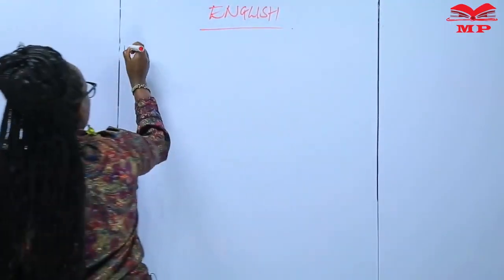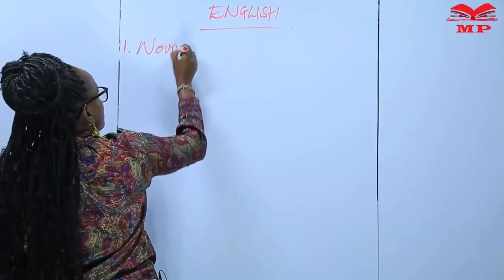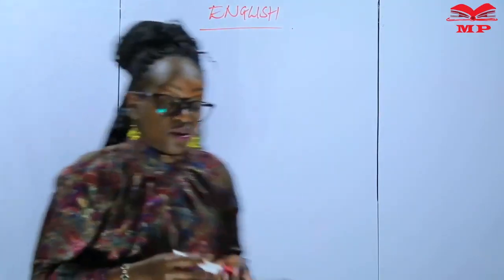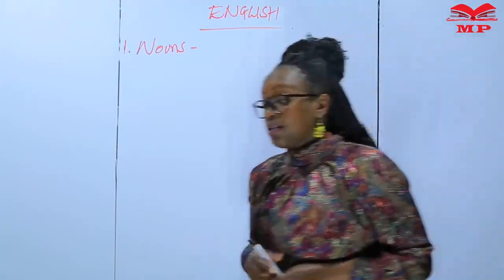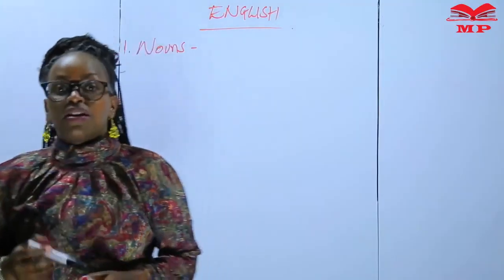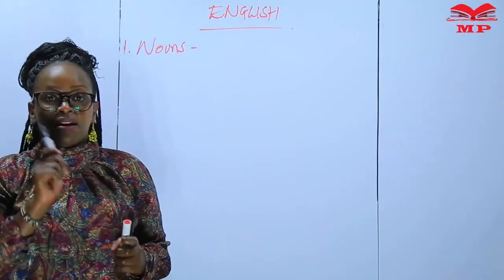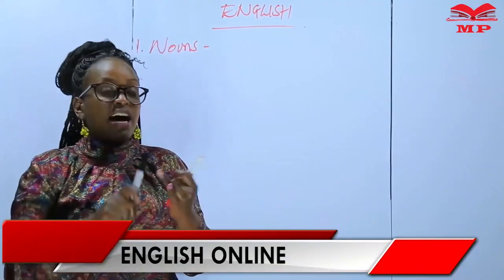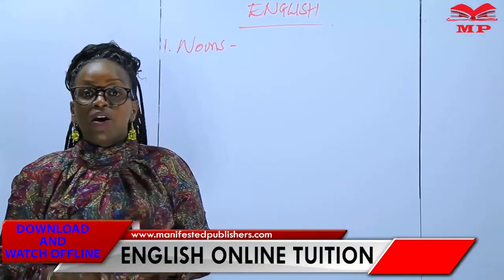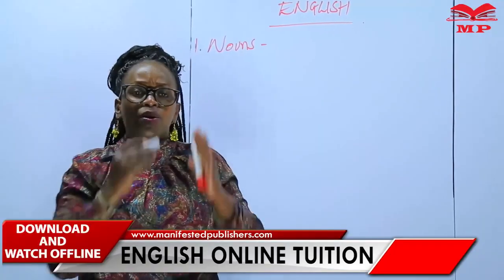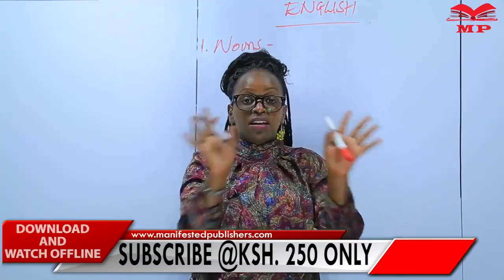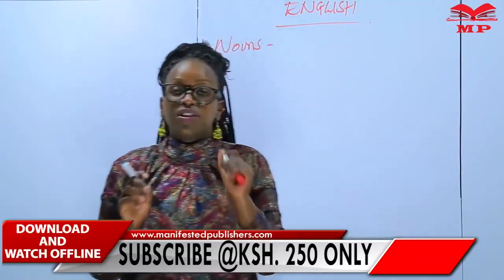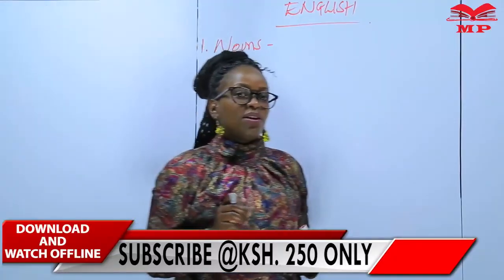I hope you can remember what we had said about nouns, especially the definition that we gave of what qualifies a word to be a noun. I'm going to remind you that we said a noun is a name of either a person, a thing, a place, a feeling, an idea, or an animal. Every word or any name that is used to define any of those things qualifies to be a noun.